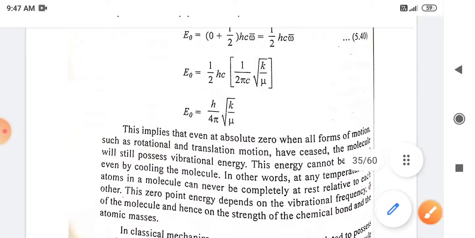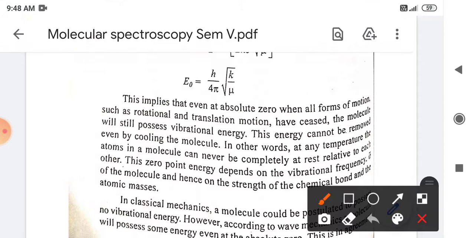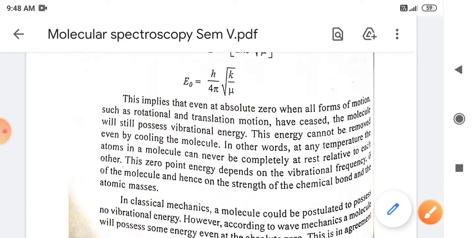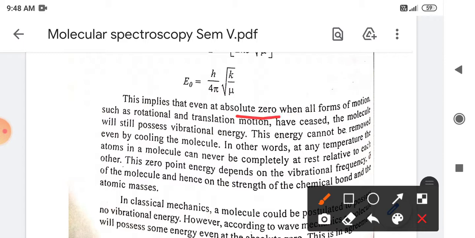Okay, so we can see this energy when V equals 0 is not equal to 0. It has a certain value, which is h upon 4 pi into under root of k upon mu. So it depends upon the force constant k of the bond, as well as the reduced mass of the atoms involved in the given molecule. So this implies that even at absolute zero temperature, when all forms of motion such as rotational motion and translational motion have ceased, the molecule will still possess some vibrational energy.